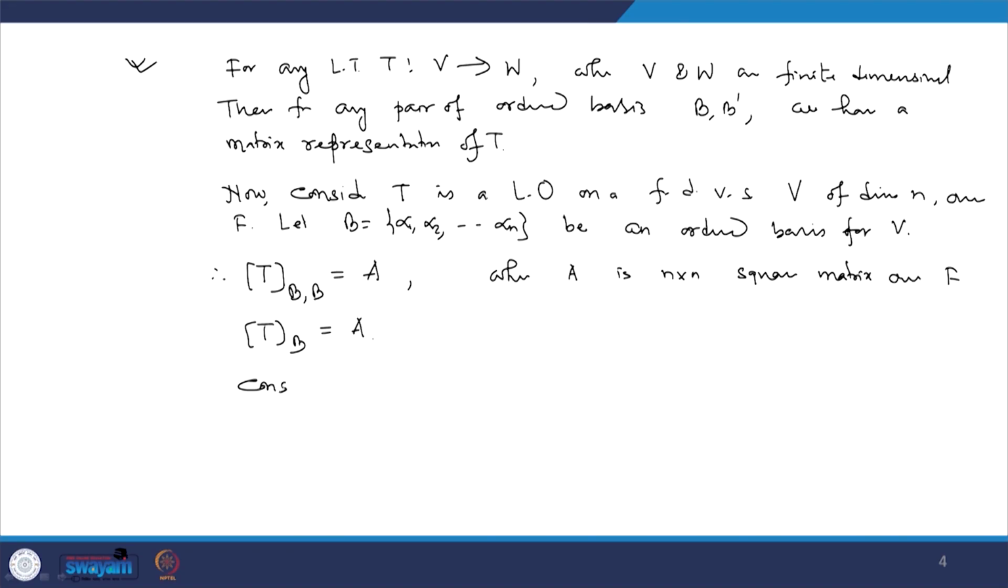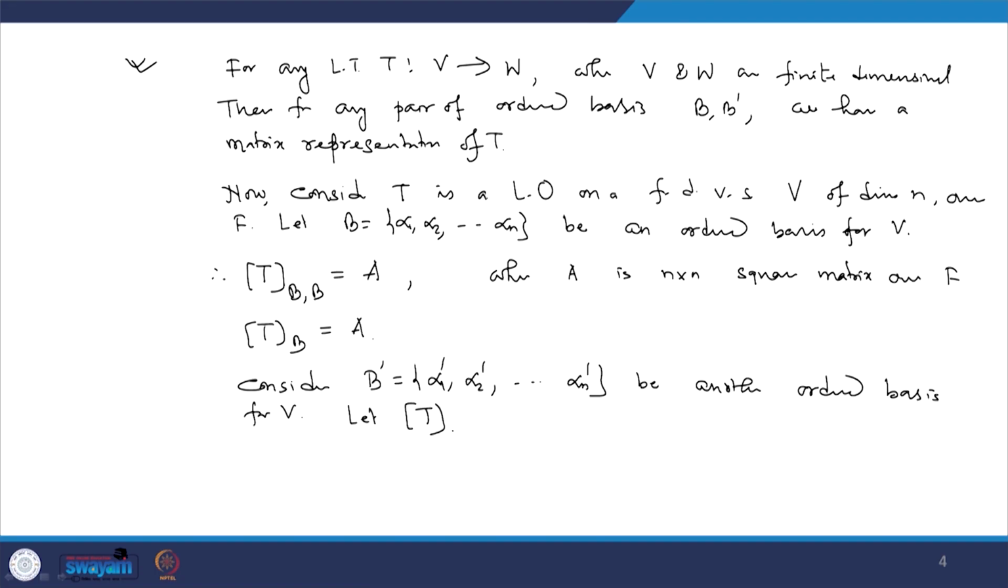Now, consider B prime equal to alpha 1 prime, alpha 2 prime, up to alpha n prime, be another ordered basis. This is for B. Let the matrix representation of T related to ordered basis B prime be, say, simply the B matrix, please, which is also an n cross n square matrix over F, please.